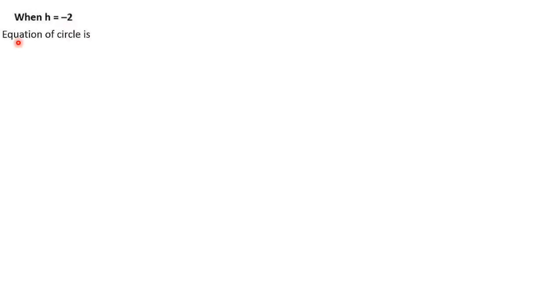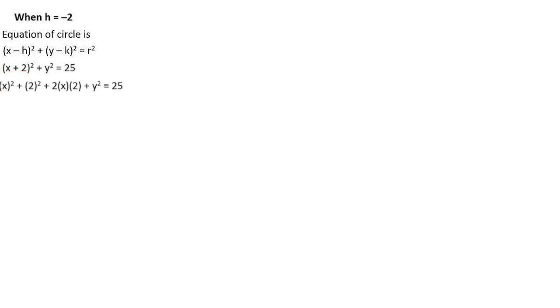So the equation of the circle is x minus h the whole square plus y minus k the whole square equal to r square. Here the h value we know, the k value already calculated, that is 0, and the r value also we know. Substitute. x minus h, h is minus 2, so minus into minus is plus 2, the whole square, plus y minus k, k is 0, so y minus 0 the whole square is y square, equal to r square, r is 5, so r square is 25.